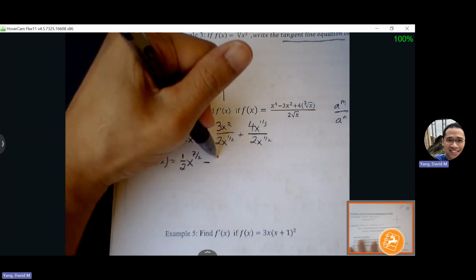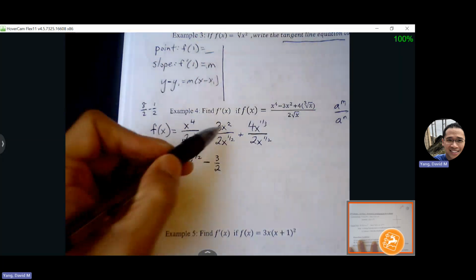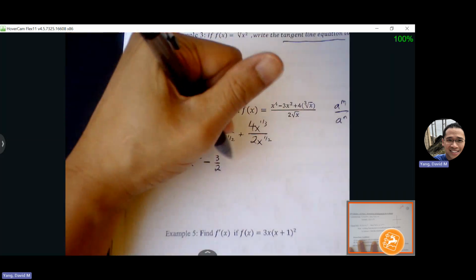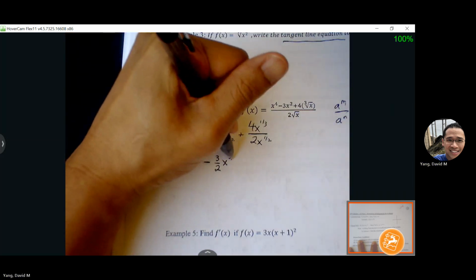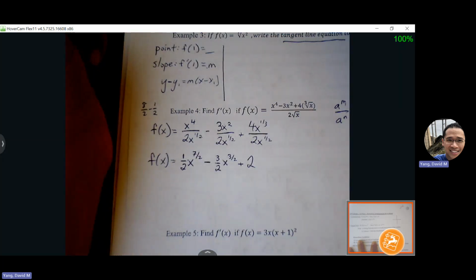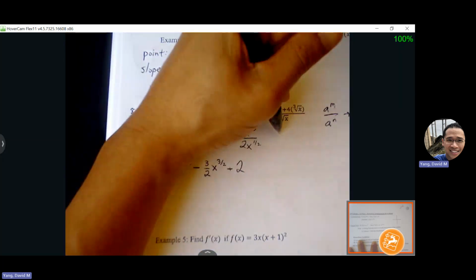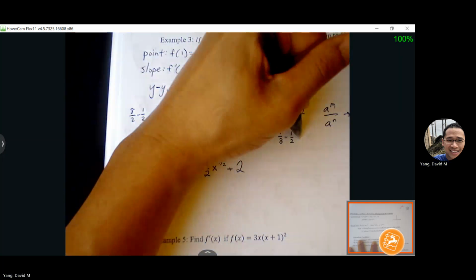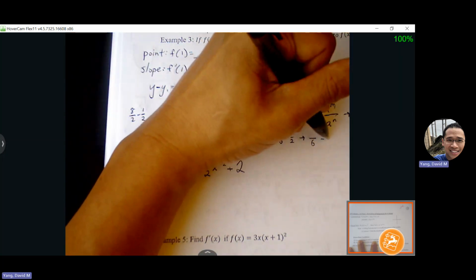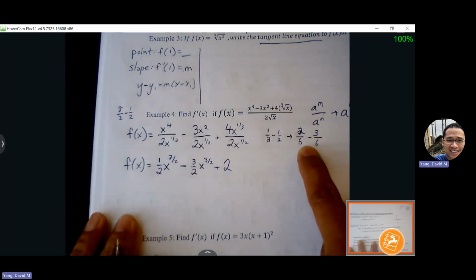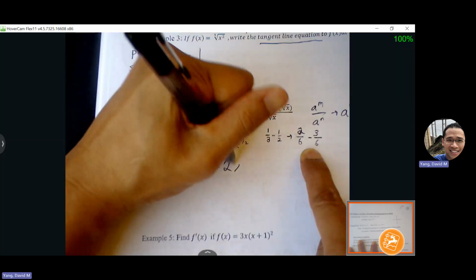I'm going to push out the 3/2 as a coefficient. And then what's 2 minus 1/2? Yeah, 4 over 2 minus 1 over 2 is 3/2. 4 over 2 is coefficient. I'm just going to make that a 2. And then 1/3 minus 1/2, I need a separate denominator here. I really need a 6, right? So it's really 2/6 minus 3/6, which is what? Negative 1/6.